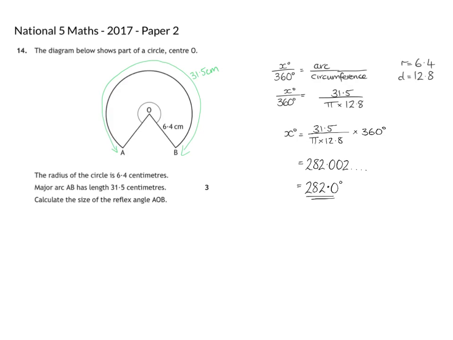Here, 3 marks. So the method I've used, our first mark, is for knowing that we have to equate the 31.5 over pi times 12.8. Second mark for times by 360. And our third mark for getting our answer.